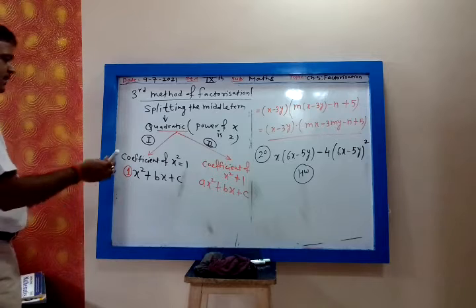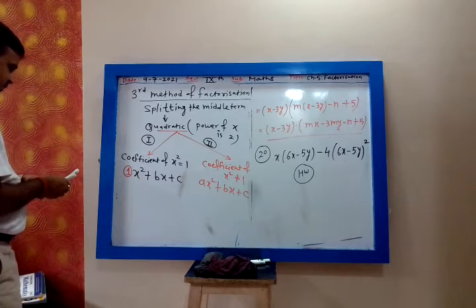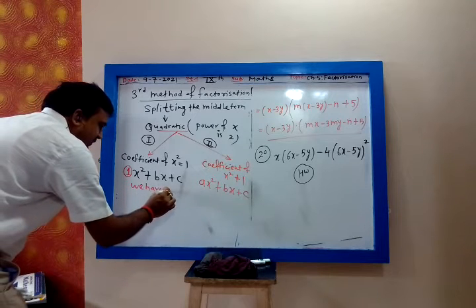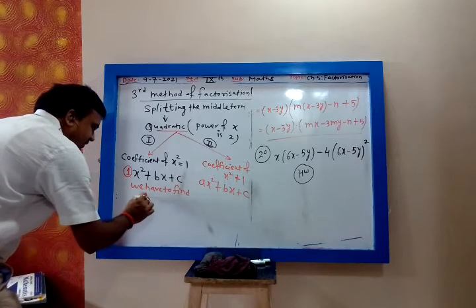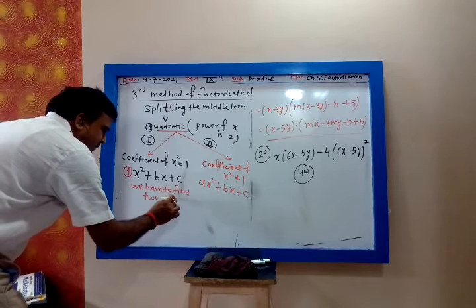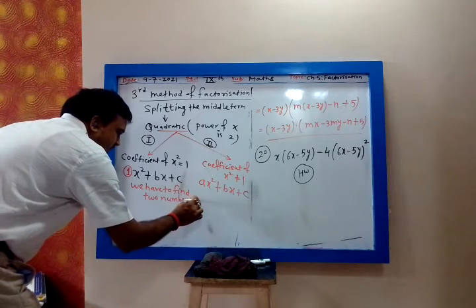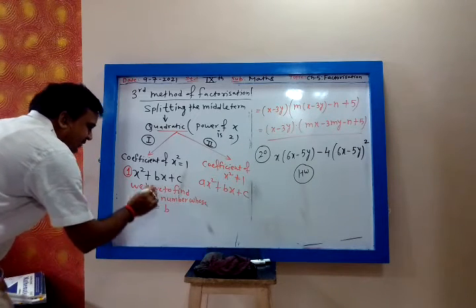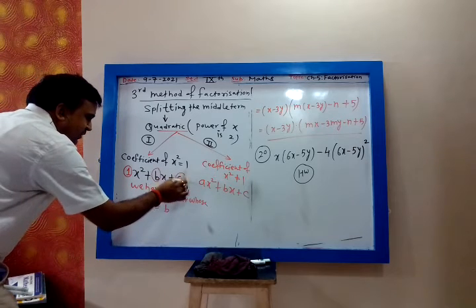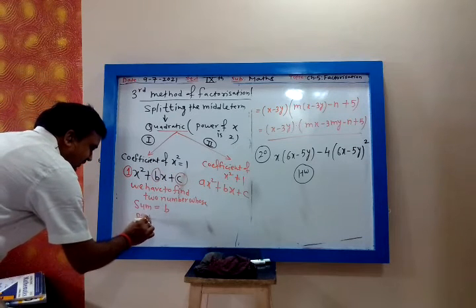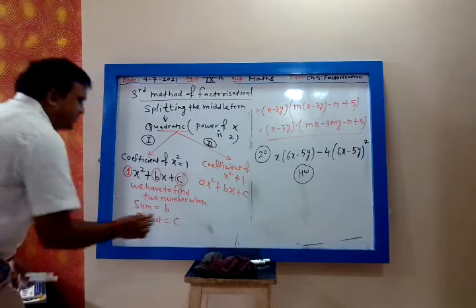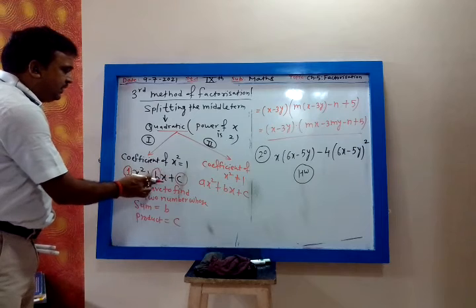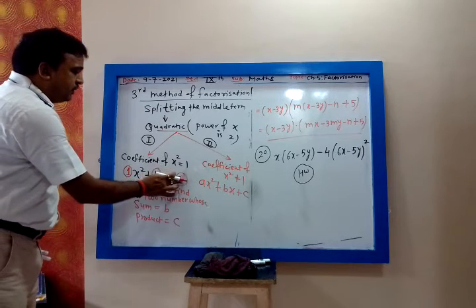When the coefficient of x square is 1, we have to find two numbers whose sum is equal to b and whose product is equal to c. Product means multiplication. So whenever the coefficient of x square is 1, we find two numbers whose total gives you b and product gives you c.